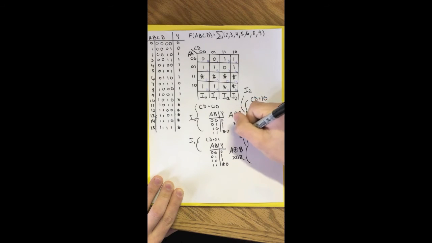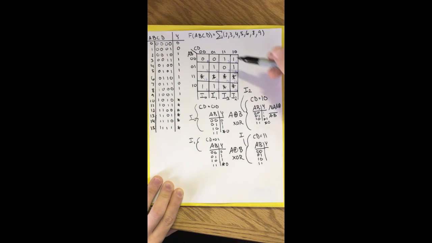Now we're going to deal with I3 when CD equals 1, 1. Set up your two-variable truth table for AB, and you have 1, 0, star, star. We're going to change the two stars down here into zeros. And I don't know if you recognize this truth table, but this is A or B knotted, or simply a NOR gate.